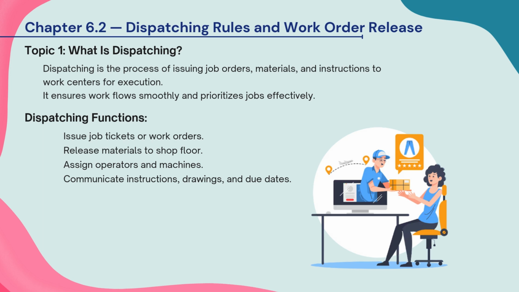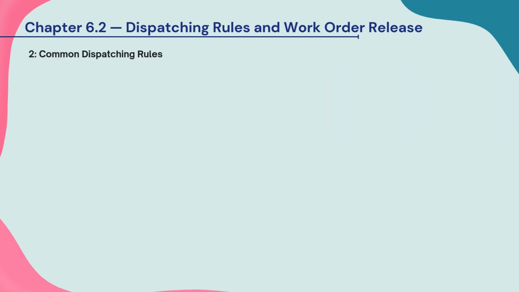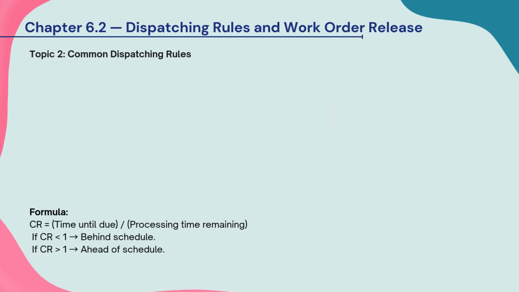Dispatching is the step where job orders, materials, and instructions are officially released to the shop floor so production can begin. It ensures work flows smoothly and helps decide which jobs should be done first. The key functions include issuing work orders, releasing materials, assigning operators and machines, and clearly communicating instructions, drawings, and due dates.